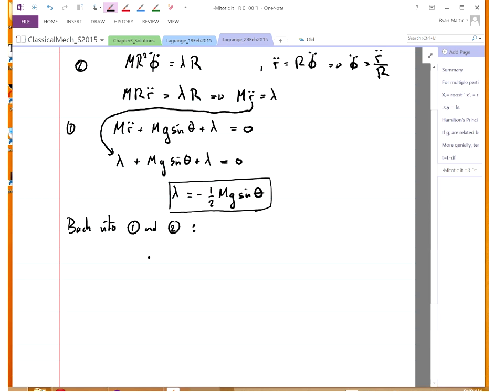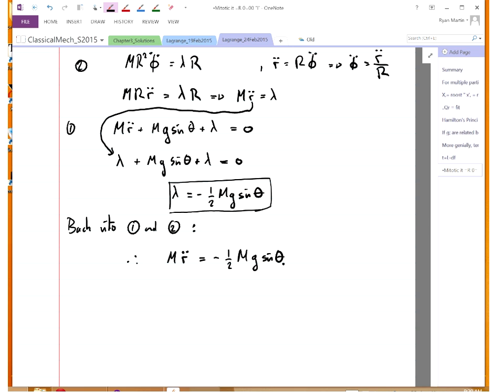So equation 1 will become m r double dot plus m g sine theta minus a half m g sine theta. So it's m r double dot plus a half m g sine theta. And if I move it to the other side, I will get m r double dot equals minus 1/2 capital M g sine theta.